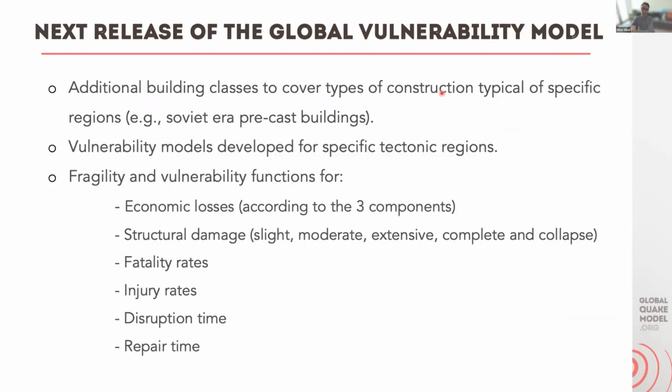So for the next release of the global vulnerability model, and also for the vulnerability models toolkit, we would like very much to already include economic losses according to these three components: non-structural components, structural components, and also contents. The toolkit will be able to do already fragility functions for structural damage. This is something that is already included, but we would like very much to be able to provide globally calibrated collapse rates. And then the toolkit will also now export actual collapse fragility functions.